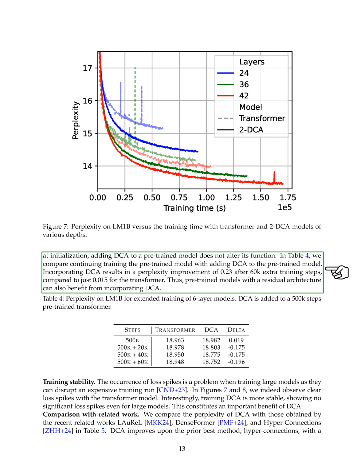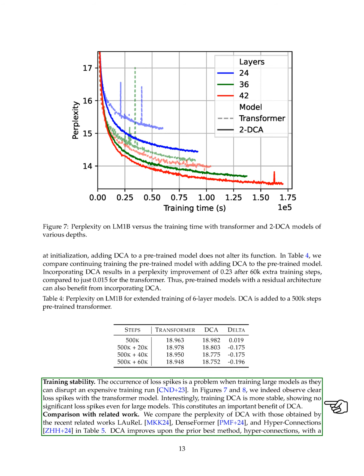We also investigate retrofitting pre-trained models. Since our method resembles a standard residual network at initialization, adding DCA to a pre-trained model does not change its function. We find that incorporating DCA leads to a perplexity improvement of 0.23 after additional training steps, compared to just 0.015 for the Transformer. Regarding training stability, we observe that loss spikes can disrupt training for large models. Our results show that DCA training is more stable, with no significant loss spikes, which is a notable advantage.